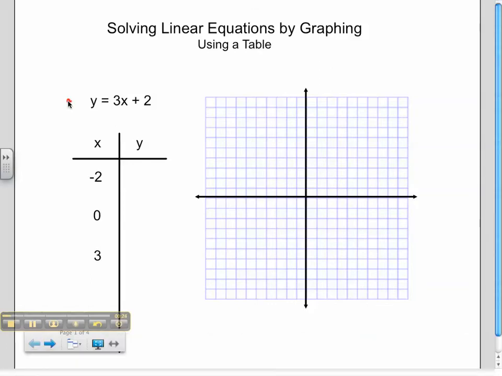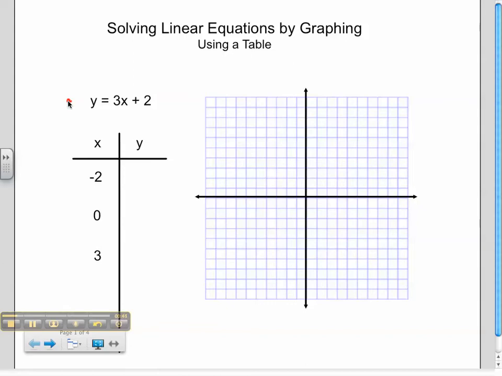I will create an xy table, which has been created for us. I get to choose 3 or more values of x, or domain values, for my equation to graph it. I personally like to choose a negative number, 0, and a positive number. Today I've chosen to use -2, 0, and 3.